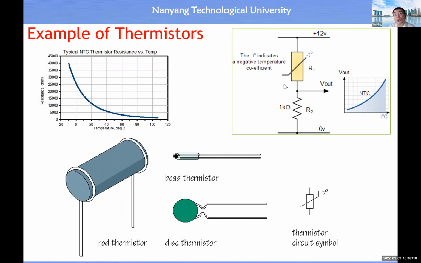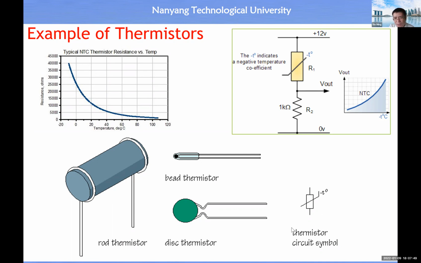Or then you may want to know how to convert the resistance of the thermistor into an output voltage. Then this is just a simple circuit. From here you will see when temperature increases, resistance value reduces, then the output voltage will increase. Because when this resistance reduces, then this one will move up, because this resistance is a constant. So you have a nice property.